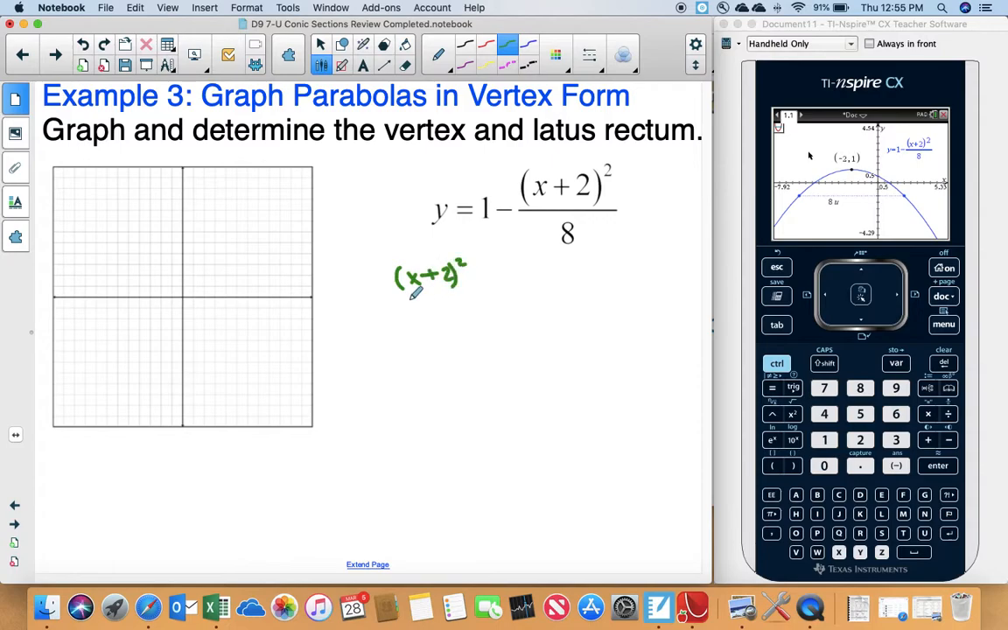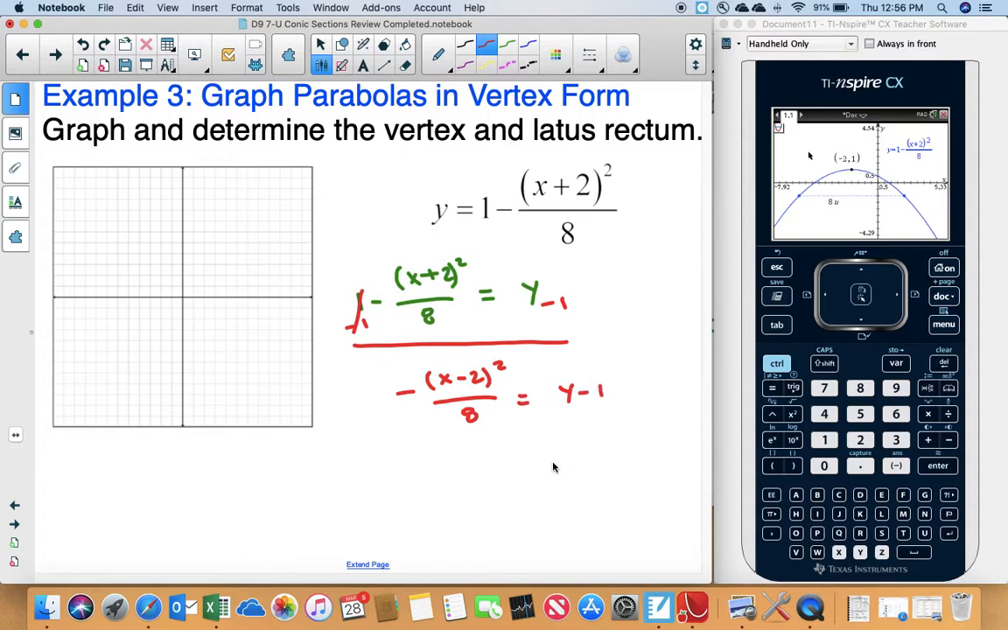x plus 2 squared over 8, and I also have this 1 minus, and that equals y. I just flip my equation. First thing I'll do now is subtract the 1 from both sides. When I do that, that goes away. So I have negative (x minus 2) squared over 8 equals y minus 1.